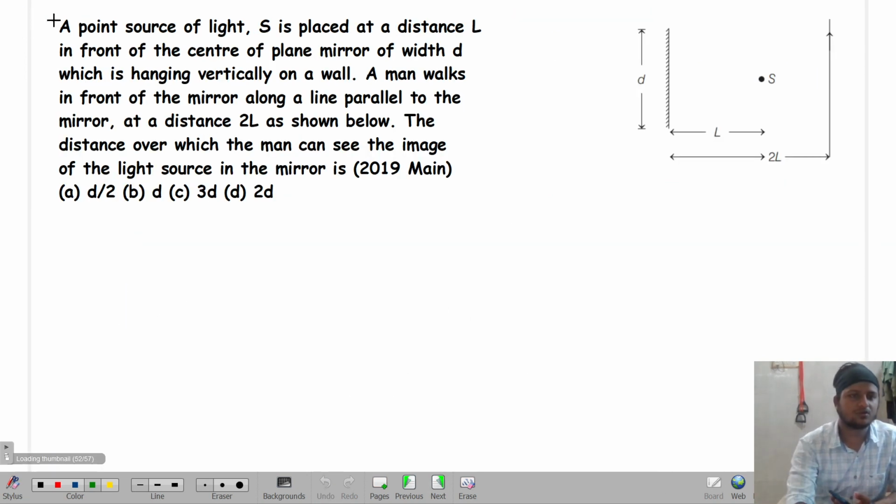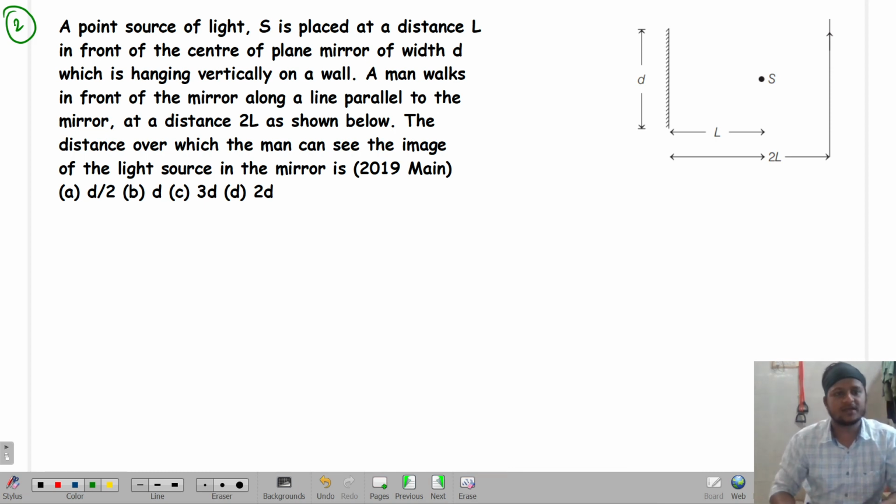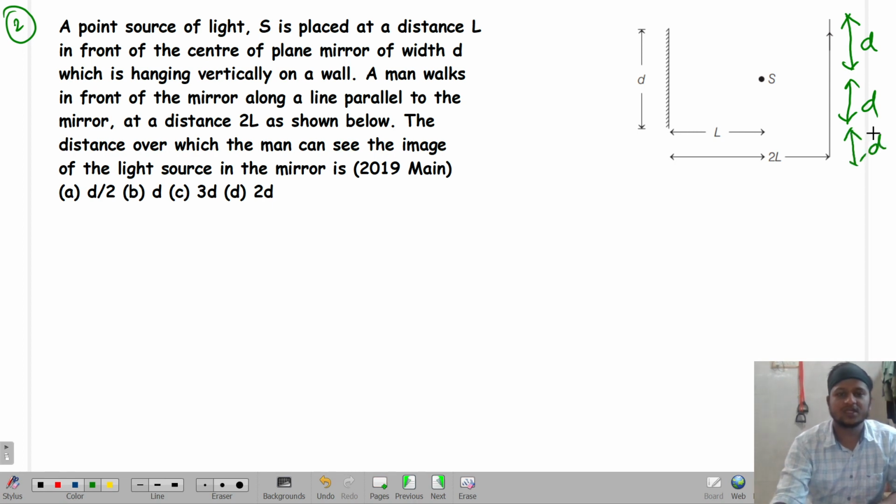Question number 2, again JEE Mains 2019. A point source S is placed at a distance L from the center of a mirror. Option C, 3D. Yes, I calculated this problem. I have done this in the previous first and second lectures. A man walks in front of the mirror along a line parallel to the mirror at a distance 2L as shown in the figure. First, this range was D, then you are getting this range also D, and then this range was also equal to D. So the answer is 3D. Got it or not?